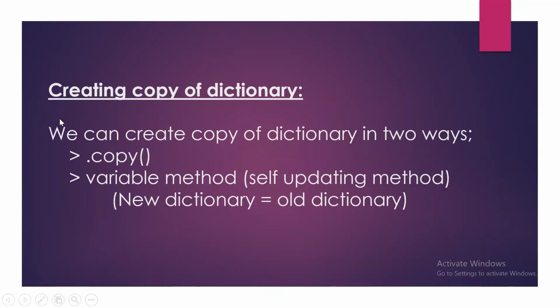One way is by using the copy function. If we are creating a copy of a dictionary by using the copy function, we use the name of the dictionary, give a dot, and use the copy function. In this case, a new dictionary is created, and now we have two dictionaries, and any changes we make in the original dictionary do not make any changes in the copy of the dictionary.